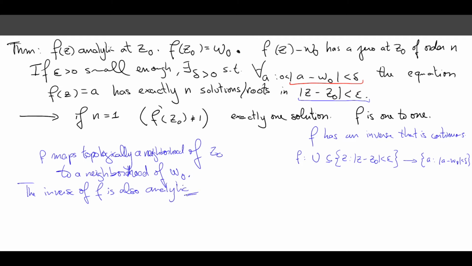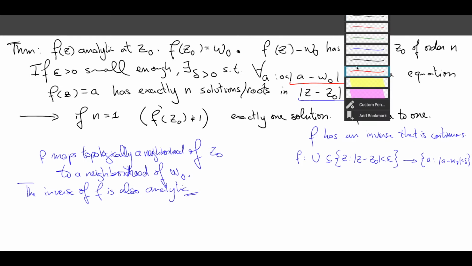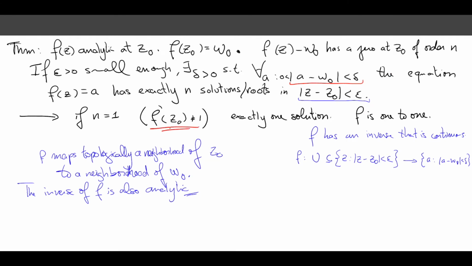Of course, this only happens because the derivative is not zero. This is exactly what is needed for there to be just one solution. So once I'm in the image, I have just one solution, and the inverse is well defined.